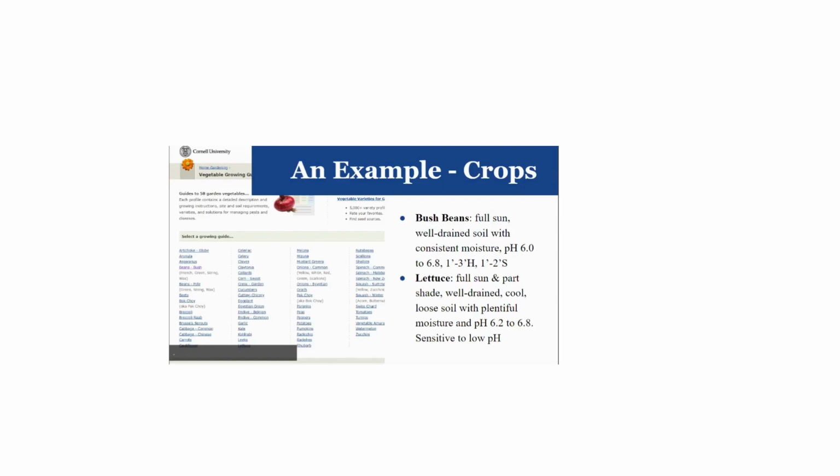So let's say you want to use this just to start, and you'll learn, oh, so bush beans like full sun, they want soil that's well drained and with consistent moisture, and you want a pH between 6 to 6.8. It has a height of 1 to 3 feet, and it spreads out, so its width essentially is 1 to 2 feet. And you have lettuce that has slightly different needs. Its pH range lower bound is a little bit higher, and it's more sensitive to lower pH. It also wants well-drained soil, but it also can tolerate part shade.